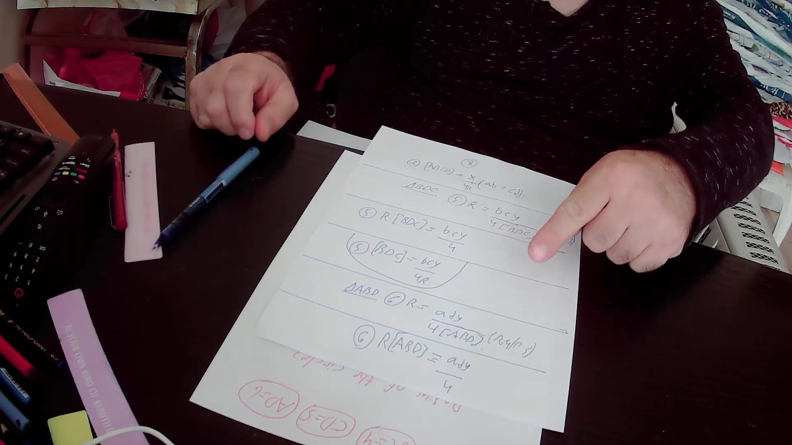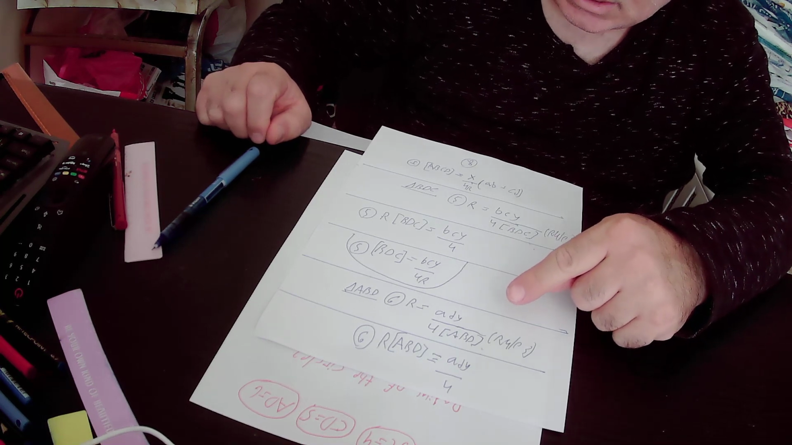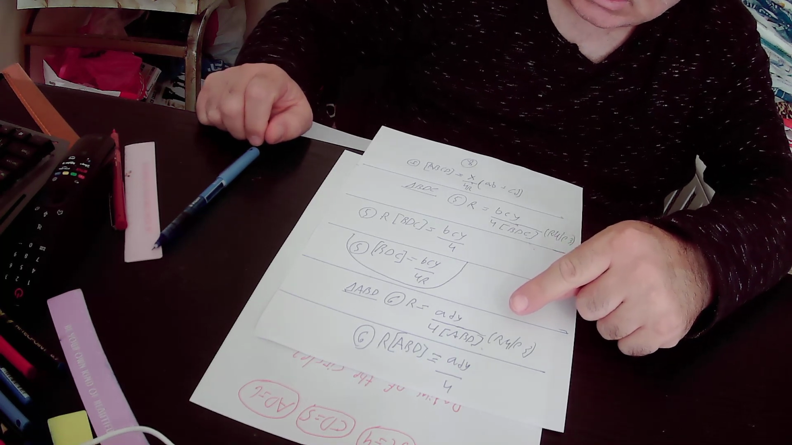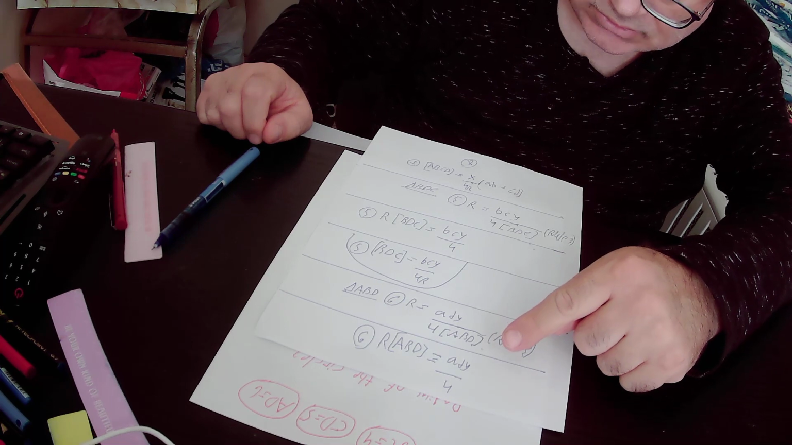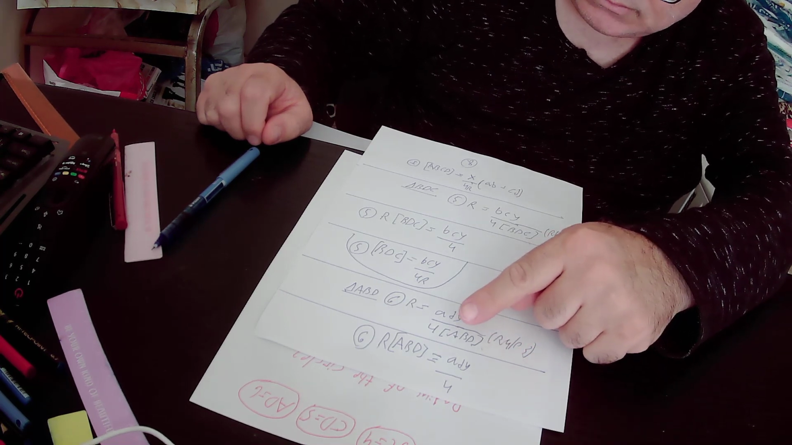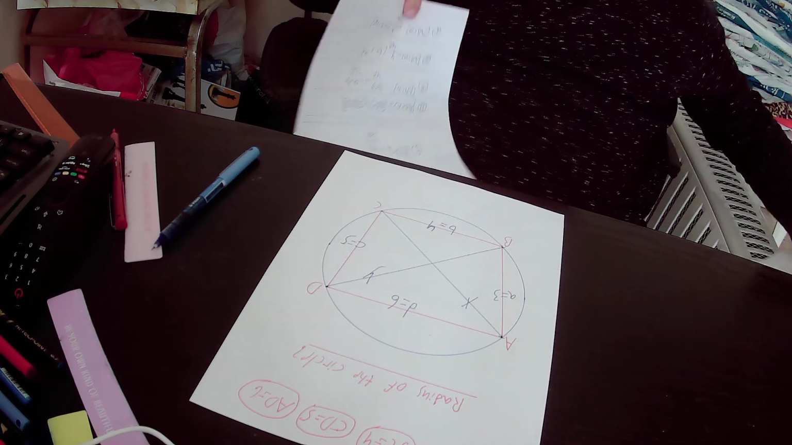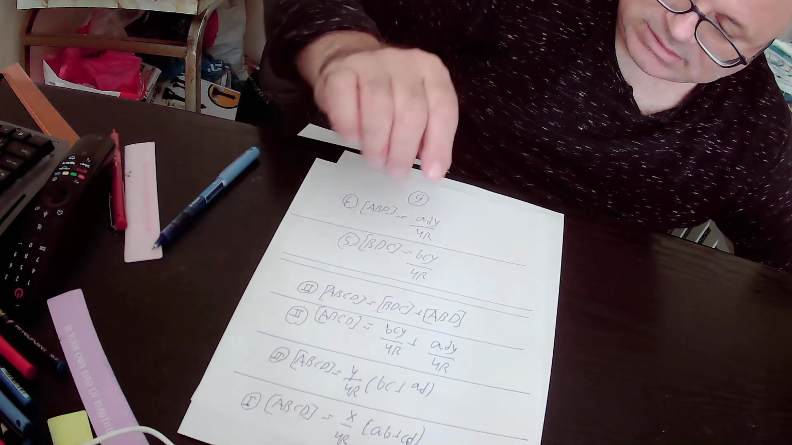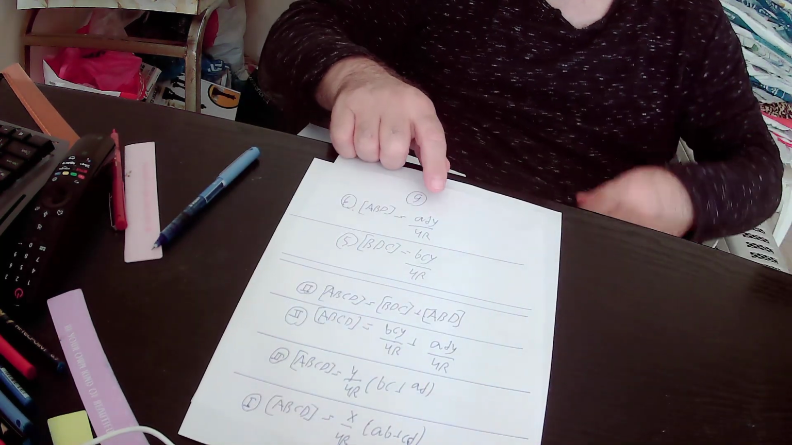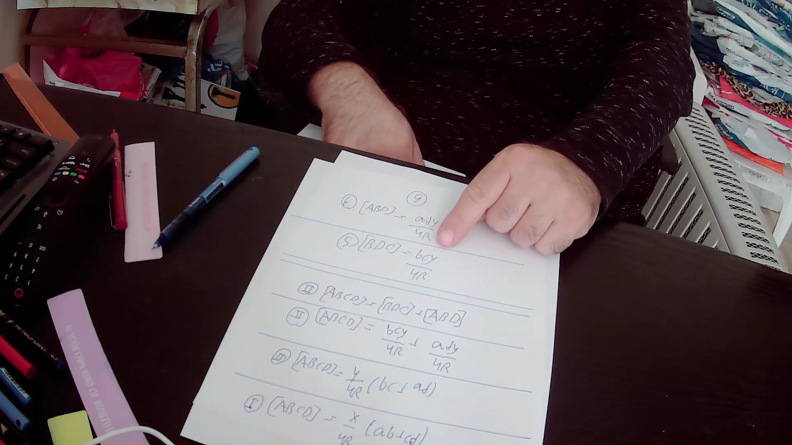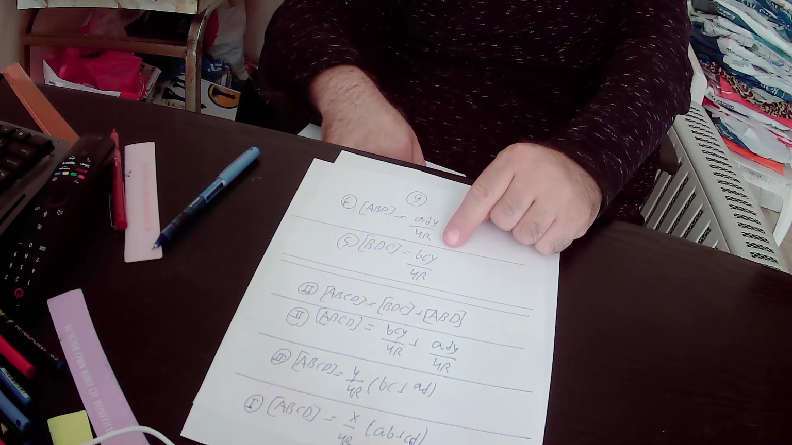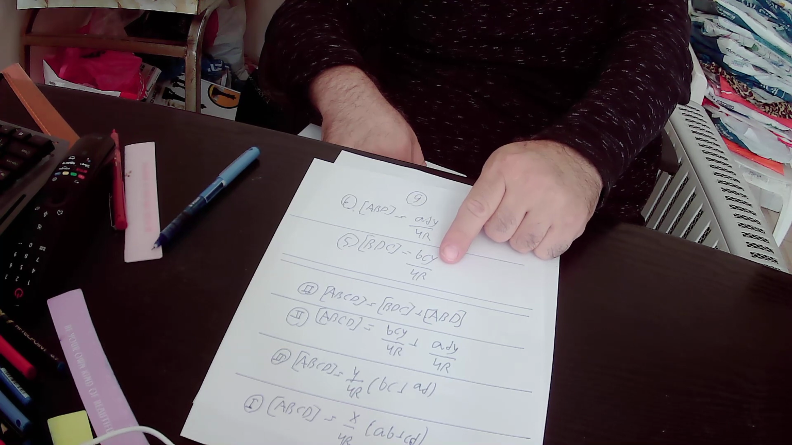Here we multiply equation number 6 by the area of triangle ABD, and we got that R times the area of triangle ABD equals ADY over 4. Here we divided equation number 6 by R, and we got that the area of triangle ABD equals ADY over 4R. And we have already found out that the area of triangle BDC equals BCY over 4R.